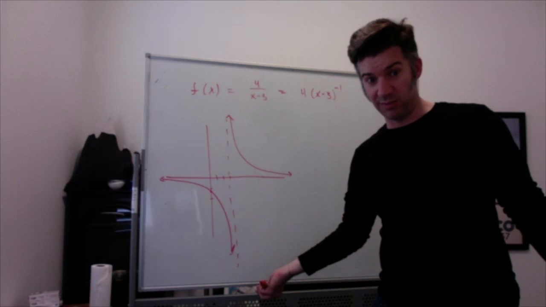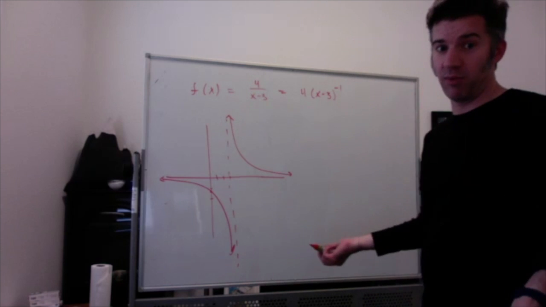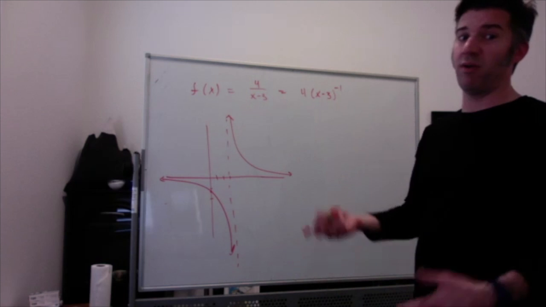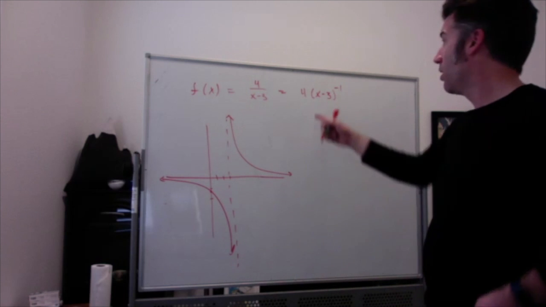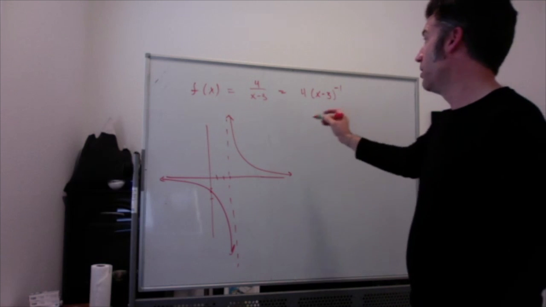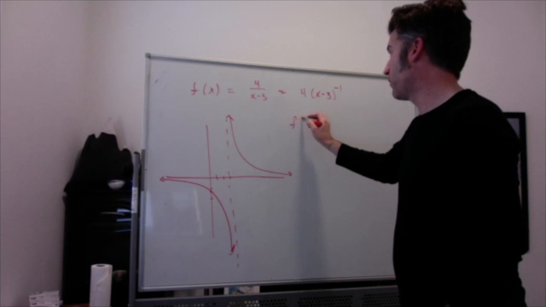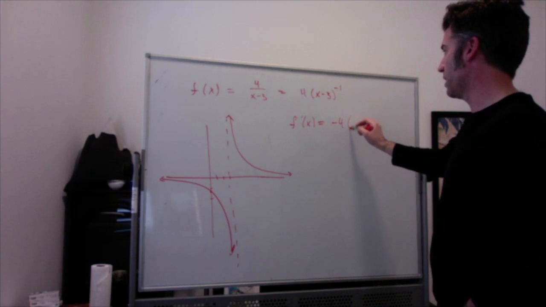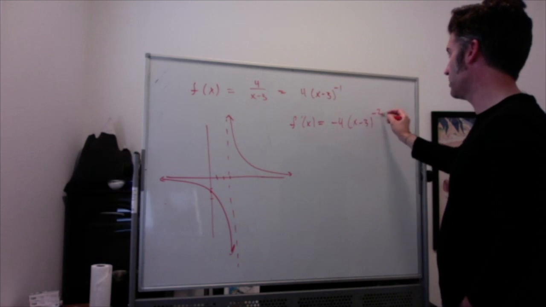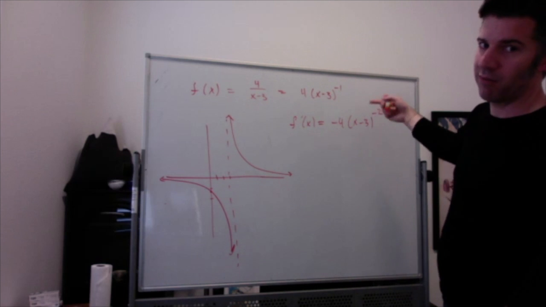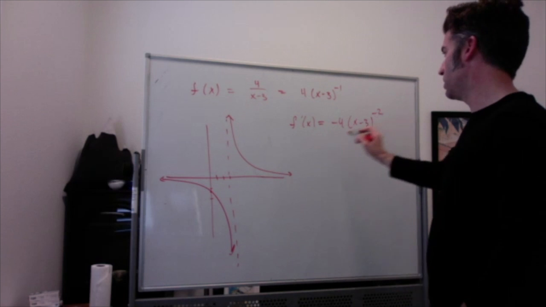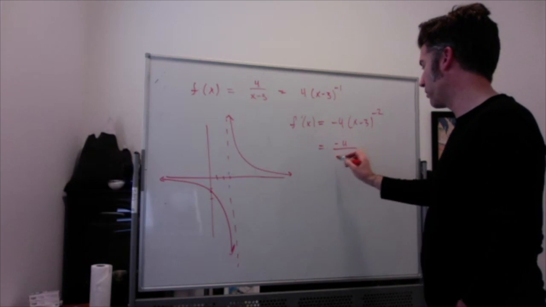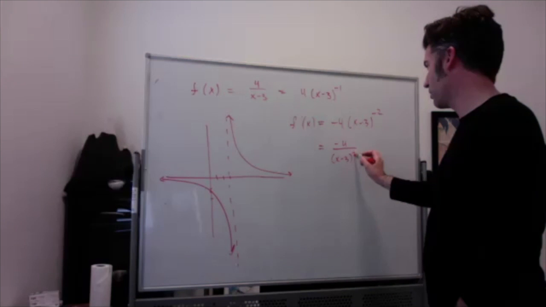You have a vertical asymptote. So you can't have an inflection point where you have a vertical asymptote. You can't have a relative extrema where you have a vertical asymptote. Let's find the things. So here, my first derivative, I'm just going to bring that down. It's going to be negative 4 times x minus 3 to the negative second times positive 1, which I could rewrite as negative 4 over x minus 3 squared.